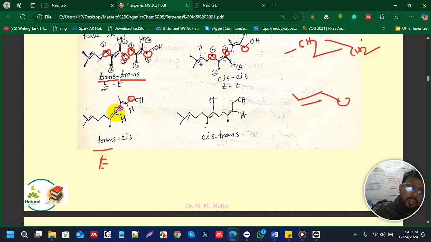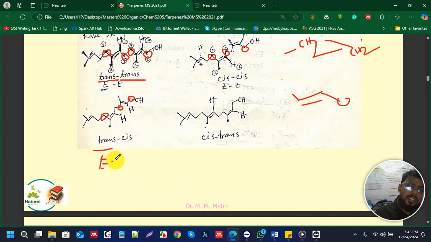And the next one is this double bond. It's a CH2, and here is another CH2. This is a CH2, this is another CH2. These two CH2 groups are located in the upper portion of this double bond. That's why we can say that it's a cis position.